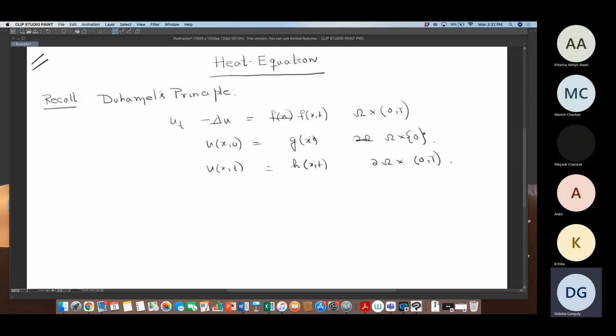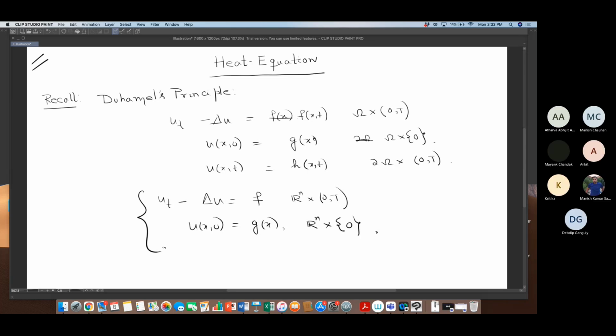Or from the R^n case we also know the Cauchy problem: in R^n cross (0, T), and u(x, 0) is equal to some g(x). Okay. So you know how to solve it, right? Which plays an important role? Something called the fundamental solution, right?